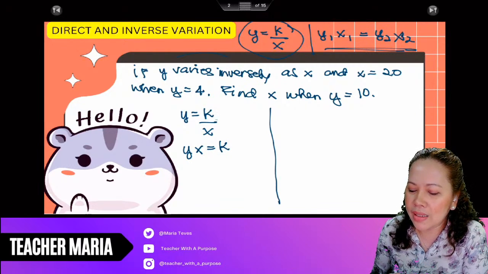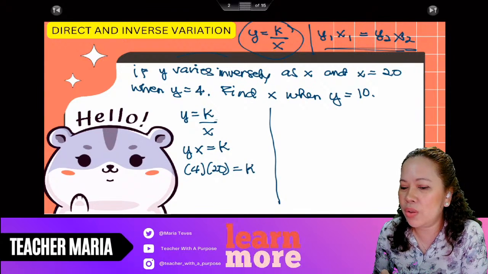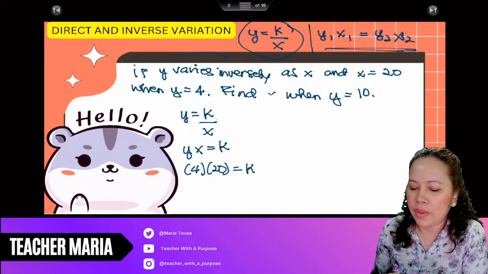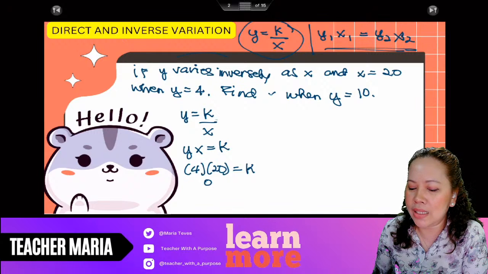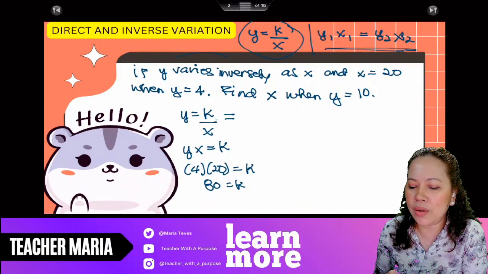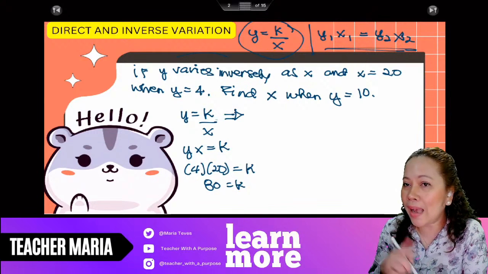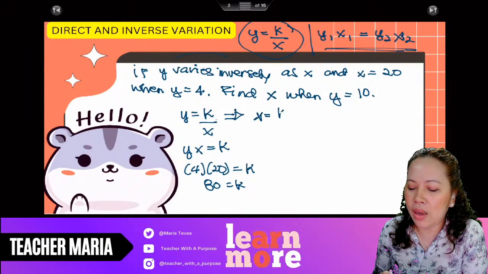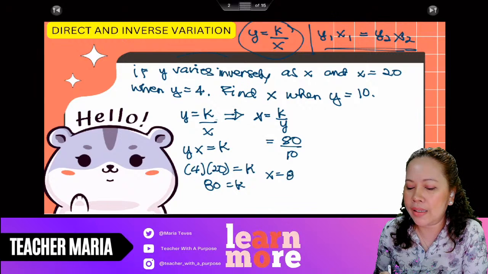So your y here is 4, your x is 20. First thing you have to do is solve for the value of your k, or your constant. So this will be 4 times 20, that is 80. That will be your k. And then you go back to this form, find x. So you just need to rearrange this where x would be your subject. So x equals k over y. K is 80, y is 10. Therefore, x is 8.